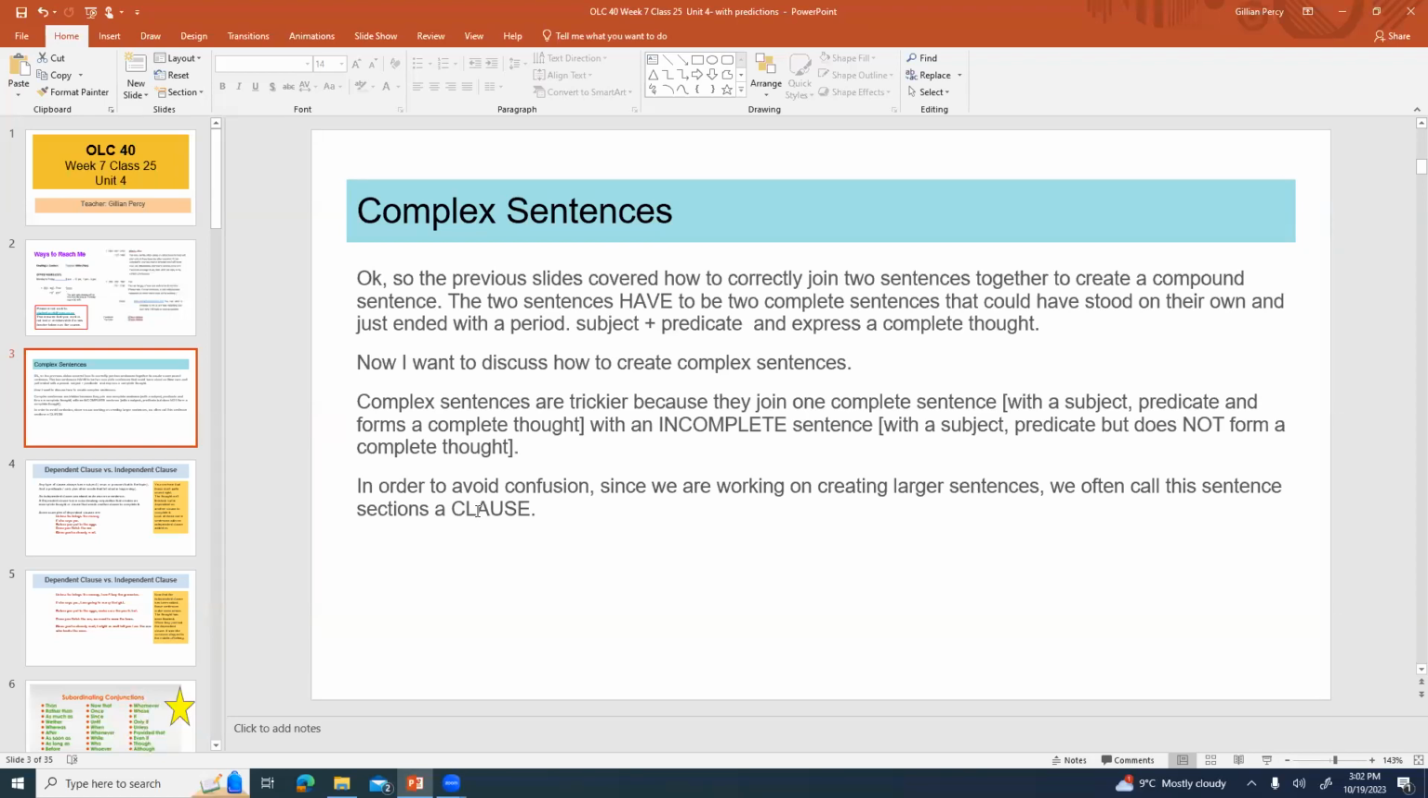So I want to discuss how to create complex sentences because they are a little trickier. Instead of joining two complete sentences, they join one complete sentence with an incomplete sentence. Usually it has a subject and predicate, but it doesn't form a complete thought, normally because it starts with a subordinating conjunction. In order to avoid confusion, since we're working on creating larger sentences, we generally call these little sections a clause. A complete clause could stand on its own, an independent clause, and a dependent clause could not stand on its own.